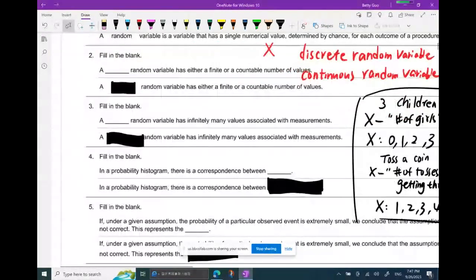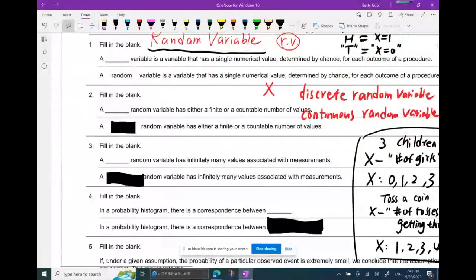Okay, we have more questions to practice, okay? My plan today is to not go too slow because we have 2 sections to cover.